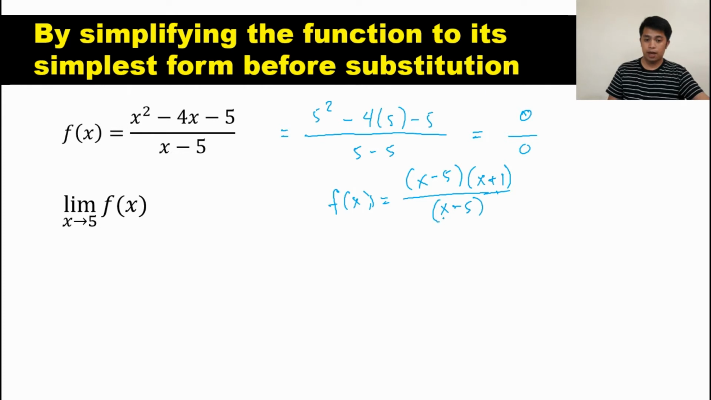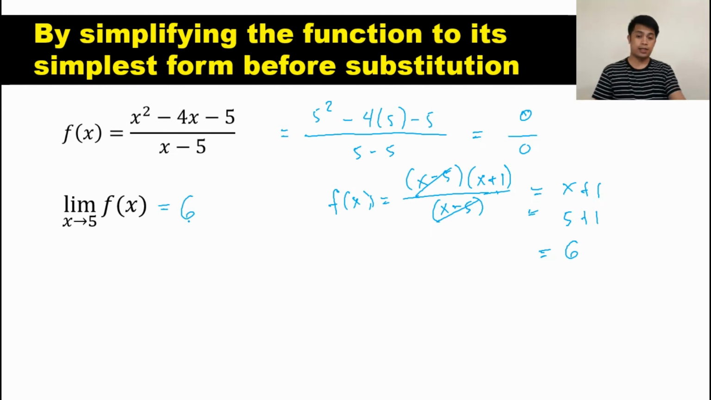Since pareha sila, pwede nato sila ma-cancel out. So atong simplest form is x plus 1. Mao na siya atong substitutan sa value ni c, which is 5. So 5 plus 1 is pila? 6. Therefore, the limit is 6.